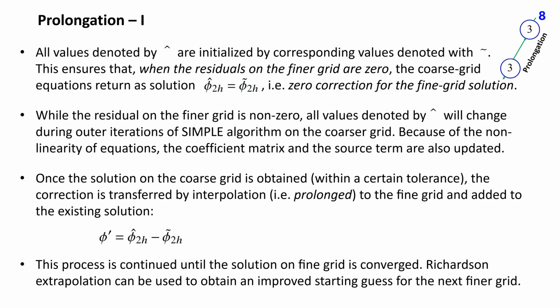While the residual on the finer grid is not 0, all values denoted by hat will change during outer iterations of the simple algorithm on the coarser grid. Because of the nonlinearity of equations, the coefficient matrix and the source term are also updated. Once the solution on the coarse grid is obtained within a certain tolerance, the correction is transferred by interpolation, that is prolonged, to the finer grid and added to the existing solution. This process is continued until the solution on fine grid is converged. Richardson extrapolation can be used to obtain an improved starting guess for the next finer grid.